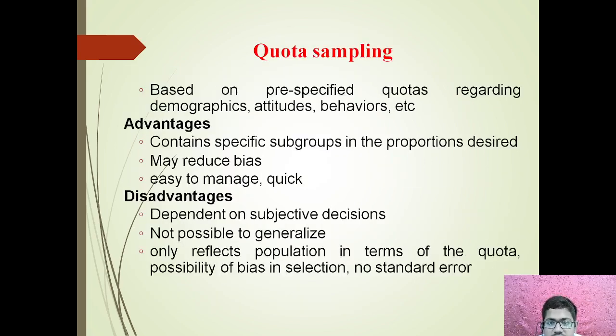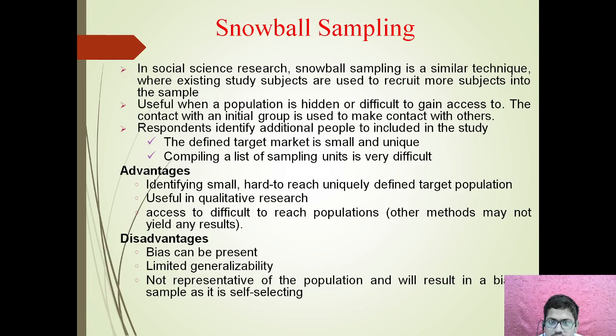Quota sampling is based on pre-specified quotas regarding demographics, attitudes, behaviors, etc. Advantages: contains specific subgroups in the proportions desired, may reduce bias, easy to manage, quick. Disadvantages: depends on subjective decisions, not possible to generalize. Only reflects the population in terms of the quota, possibility of bias in selection, no standard error.